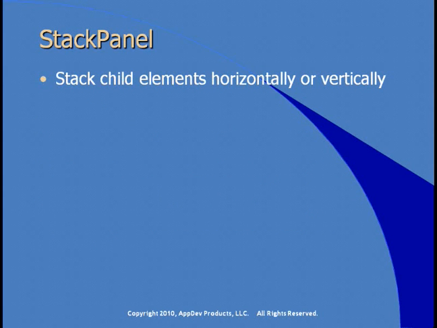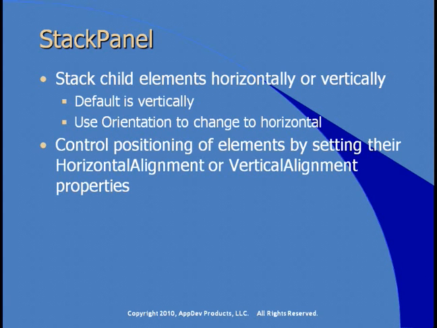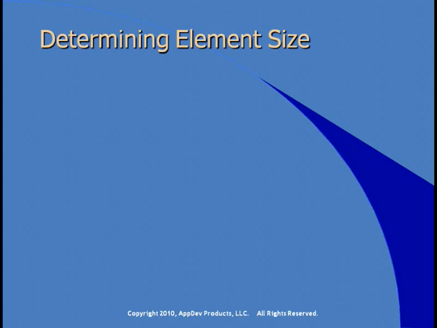The stack panel stacks its child elements either horizontally or vertically. The default is vertically. If you want them horizontally, then you can set the orientation property. And you can control where elements are positioned by setting either their horizontal alignment or vertical alignment properties. And by default, there's no spacing between elements, but you can control the spacing by setting the margin and padding properties.